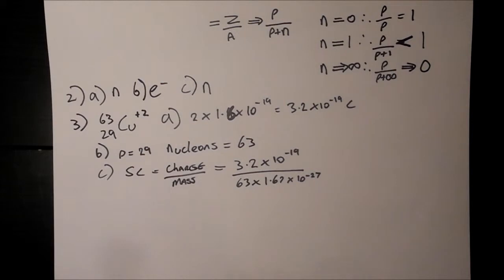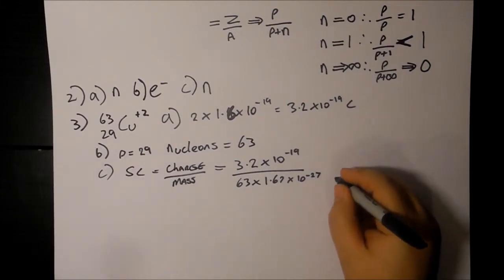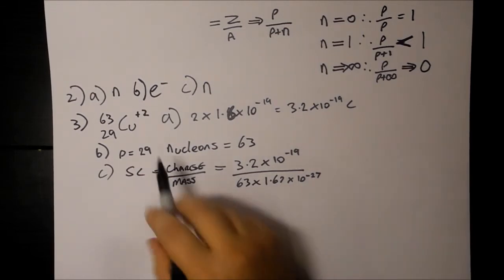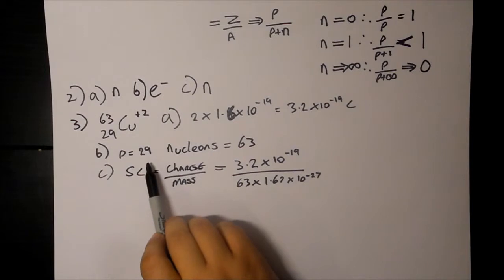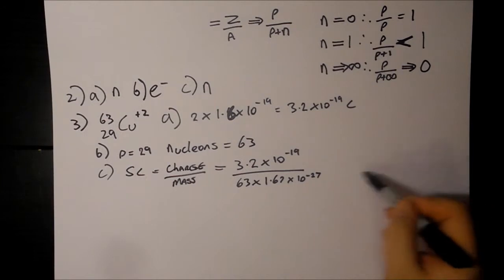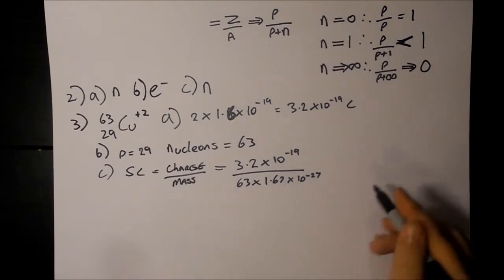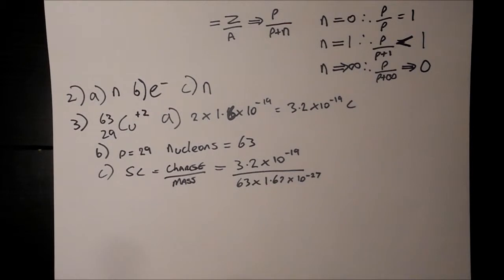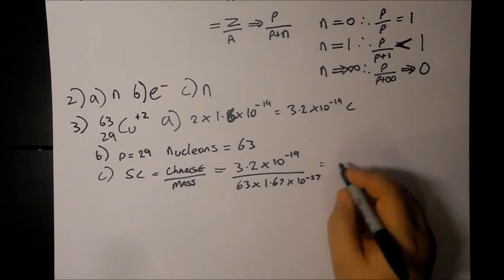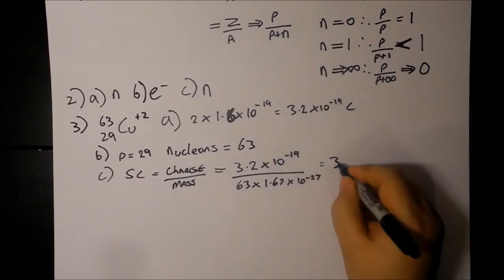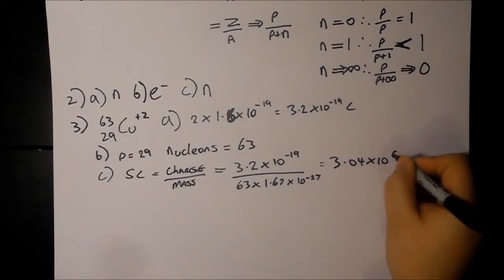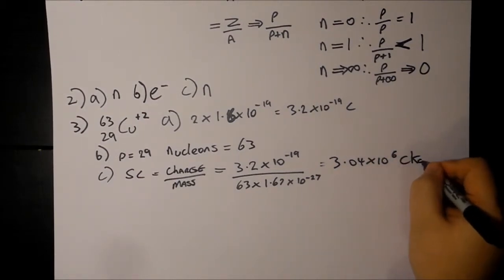So yes, we should theoretically add the value for the electron mass to it, which would be 29 minus 2, so it'd be 27 times 9.11 times 10 to the minus 31. Put that here, add it to here to get a total, but if we did it, we'd find it would make absolutely no difference. It's such a small value, it's not going to matter. And therefore we just use this and we get an answer of 3.04 times 10 to the 6 coulombs per kilogram.